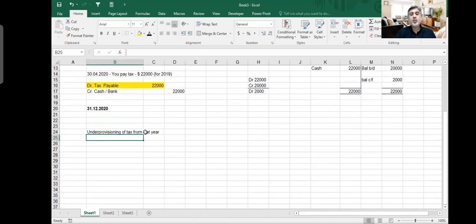Under provisioning will increase the current year tax. Am I right? Is this statement true or false? Under provisioning of tax from last year, the impact is that it will increase the current year tax. Is it true or false? True, sir. Okay. And over provisioning is exactly the opposite thing.